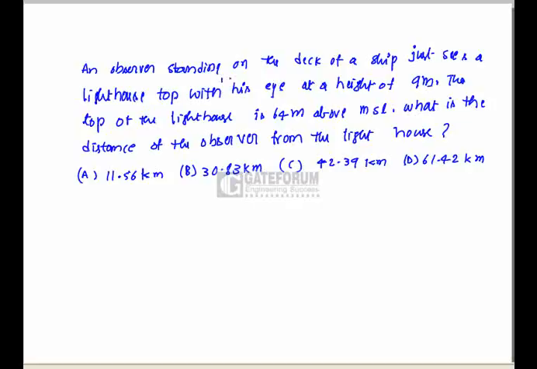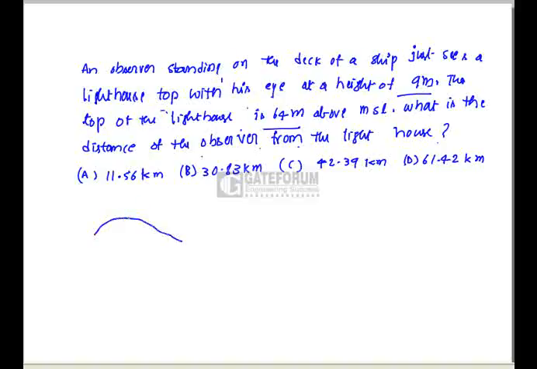An observer standing on the deck of a ship just sees a lighthouse top with his eye at a height of 9 meters. The top of the lighthouse is 64 meters above the MSL. What is the distance of the observer from the lighthouse? So we can represent the total question in terms of the figure.